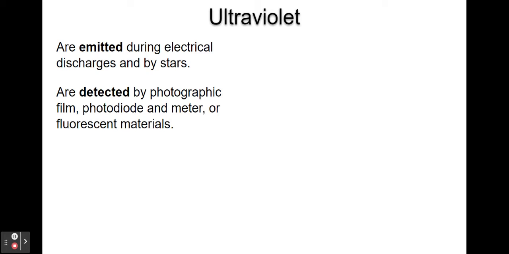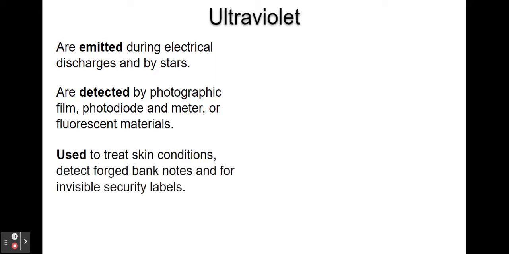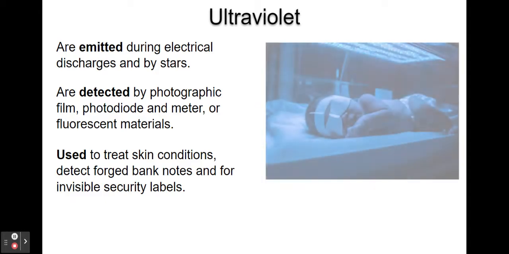Ultraviolet has a slightly longer wavelength than X-rays, slightly less frequency, slightly less energy. They are emitted during electrical discharges and also by stars. They can be detected by photographic films, a photodiode and meter, or by fluorescent materials. And they're used to treat skin conditions, detect forged banknotes, and for invisible security labels.